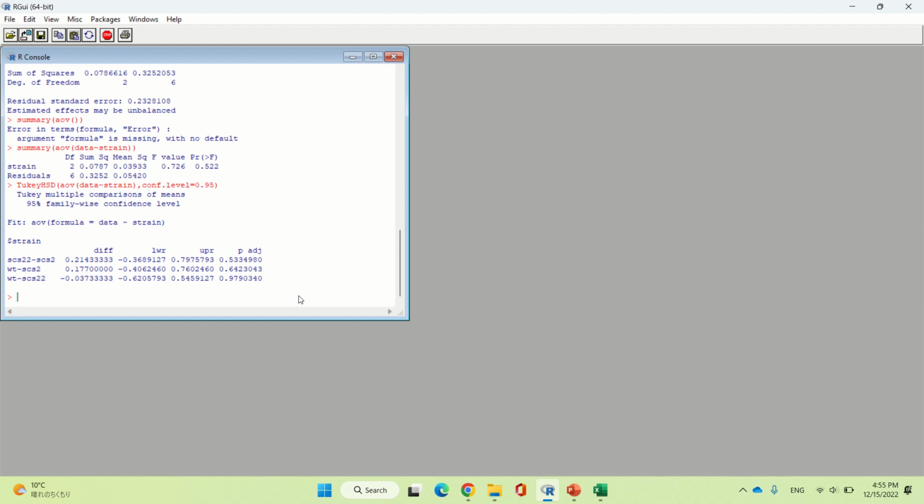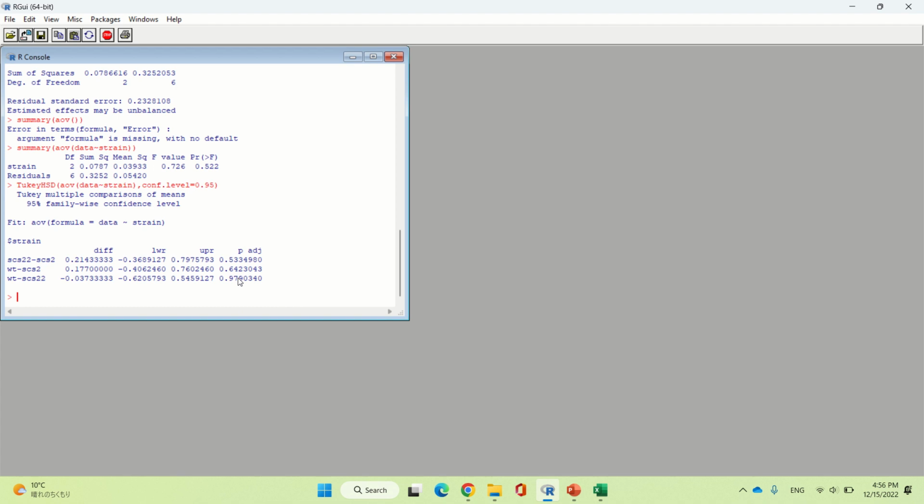Okay. Then this shows the lower edge of the confidence interval, and the upper, and the p value, adjusted p value. This one is 0.5 or 0.6, 0.9. There is no significance. Between the SS22 and SS2, the p value is this one. For wild type and SS2, the p value is this one, and wild type and SS22, the p value is this one.